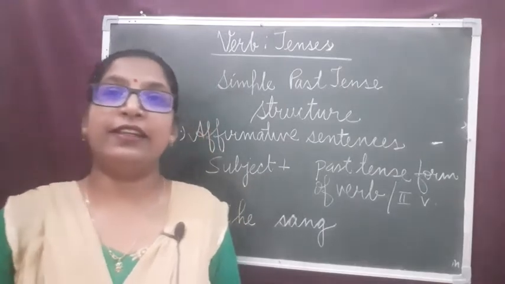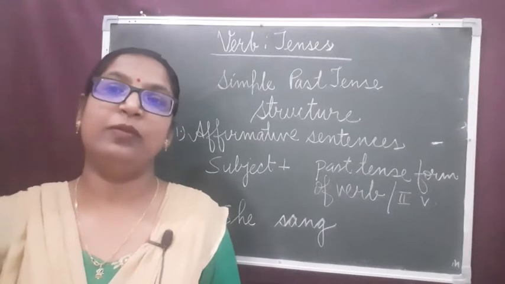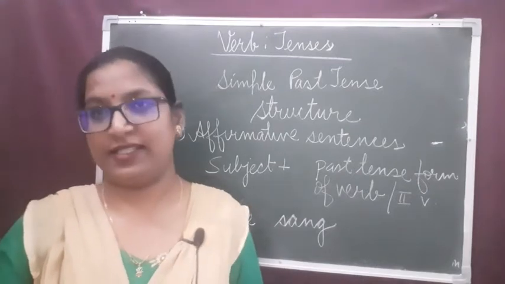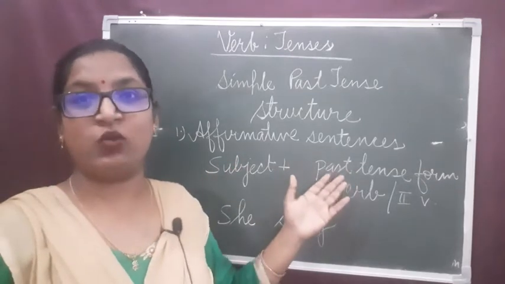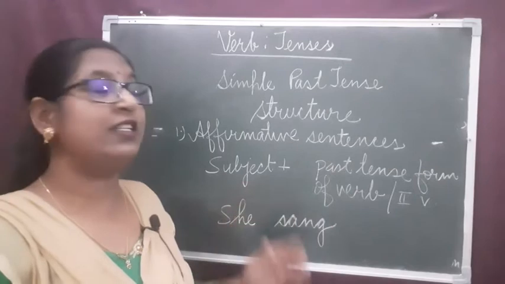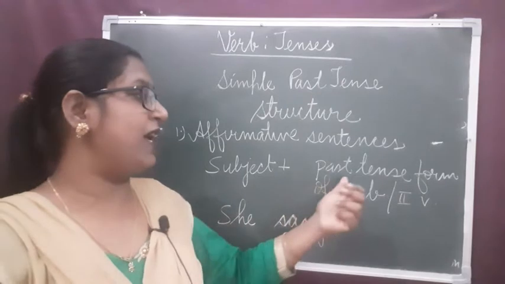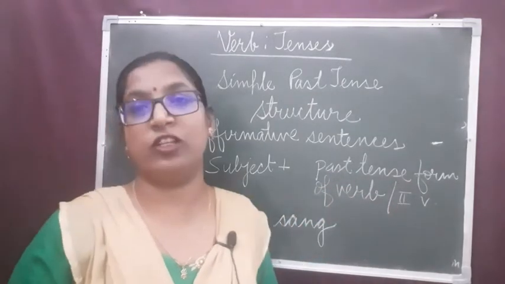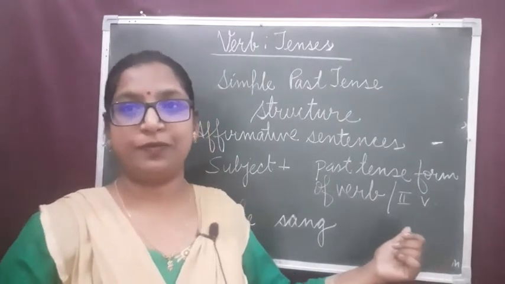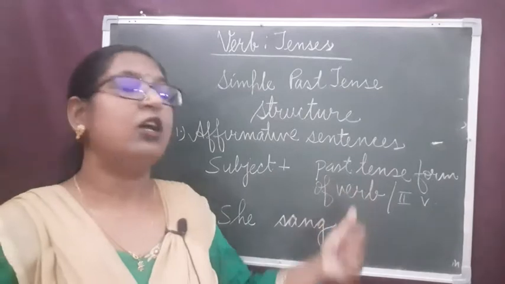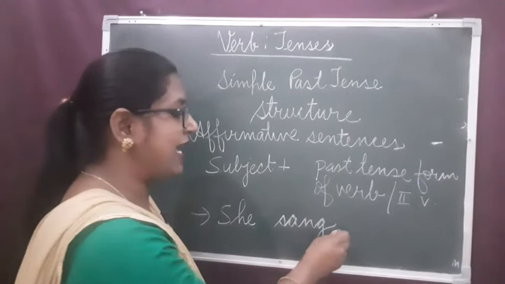Dear children, let us see the structure of the sentences. How to frame sentences in simple past tense. First of all, we'll see the affirmative sentence. What is the structure of an affirmative sentence in simple past tense? In simple past tense, we use subject plus past tense form of the verb, which is also called second form of the verb. See the example, she sang.